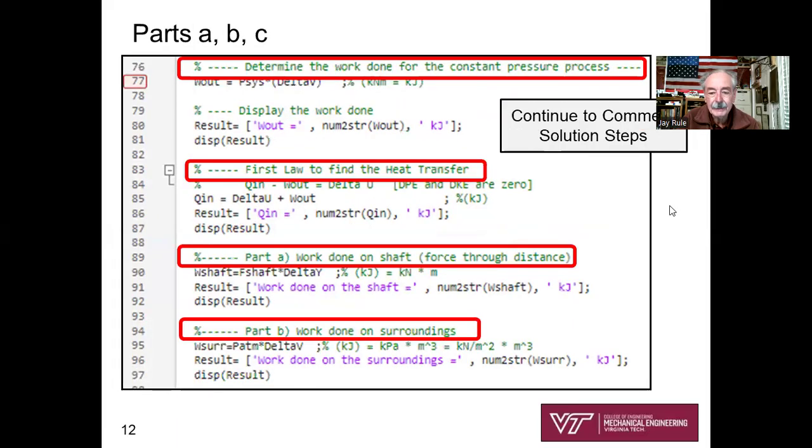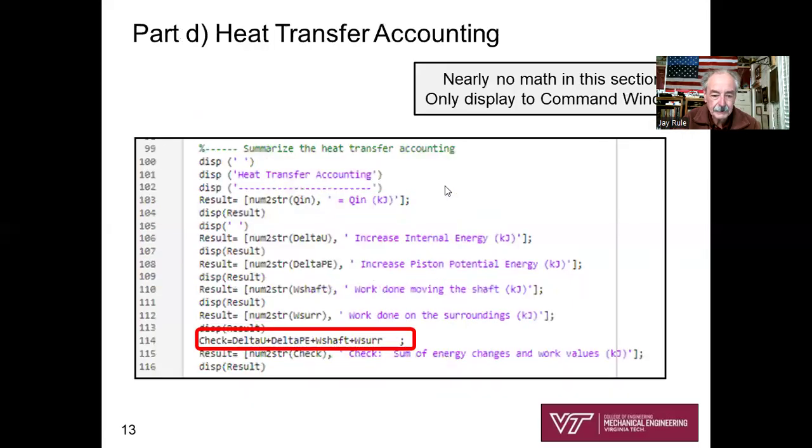Okay, and so then continue to comment solution steps. Once we got down to the accounting, then you see that I'm trying to explain the different things that we're doing. And look, on this one, gosh, oh, no, that's right. This is still continue. I'm sorry. This is still continuing the solution. And then finally, the accounting.